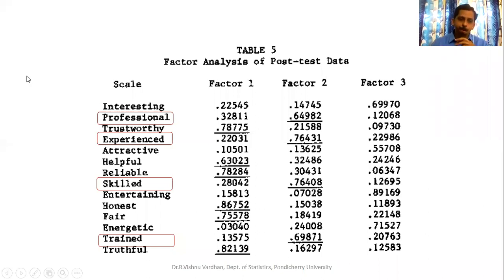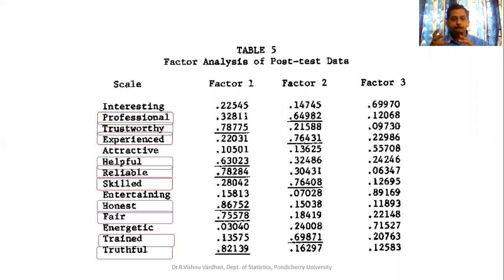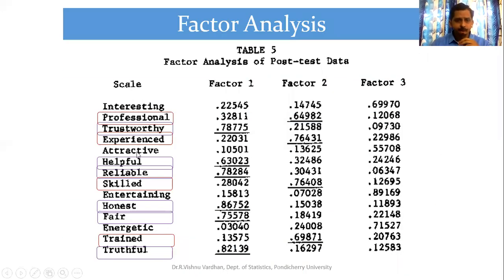Now, the next one: trustworthy, helpful, reliable, honest, fair. They talk about the nature, the quality the person has. And the remaining, interesting, attractive, entertaining, energetic, talk about the charisma of an individual. This is what we call dimensionality reduction. The major hub of that is principal component analysis and factor analysis.